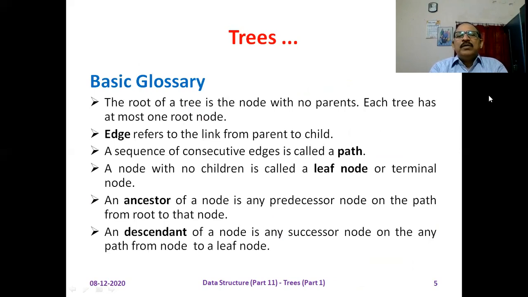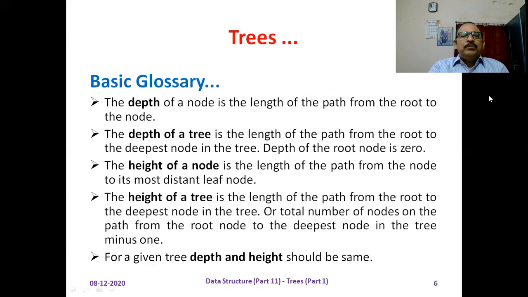Now we have already discussed the basic glossary. What is the edge? What is the ancestor node? What are the descendant nodes? What is the path? What is the leaf node? Depth. What is the depth of a tree? What is the height of a node? You should keep in your mind that for a given tree, depth and height should be the same.